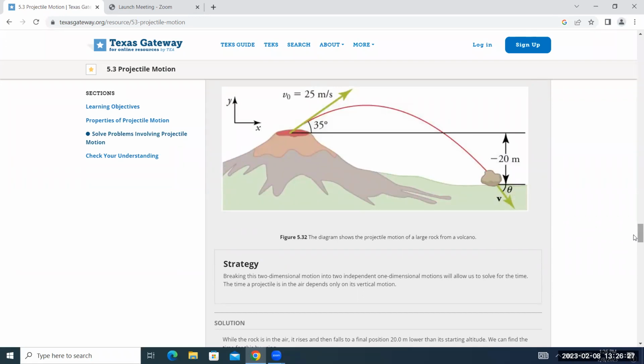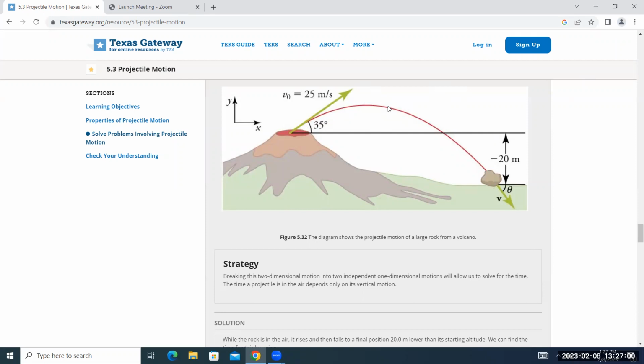How can we use that information? We can use that information to find out all kinds of things. We can use it to find out how high this thing went. Notice we weren't told that. We were told where we started, and we picked that as our 0, and we were told where we ended. But we might want to know what the maximum height of this arc is.